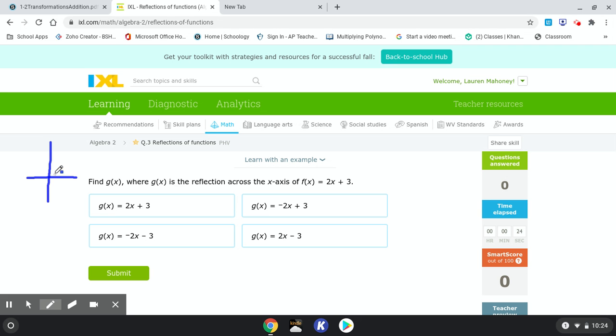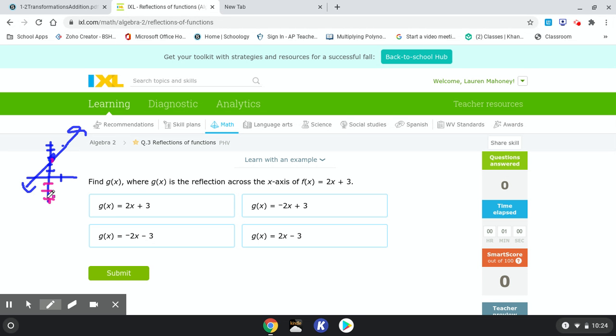Find g of x, where g of x is a reflection across the x-axis of f of x equals 2x plus 3. So you want to think about the graph of 2x plus 3. So I think I have my pen tool here that I can use, and I can draw. So 2x plus 3, that's going to be up at 3, so we're going to be right there. And we're going to be going up 2 and over 1. So we're looking at something like this.